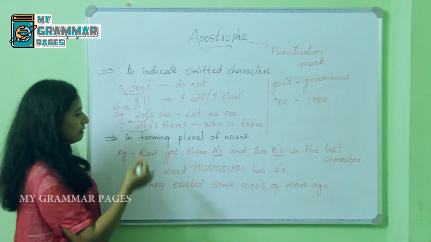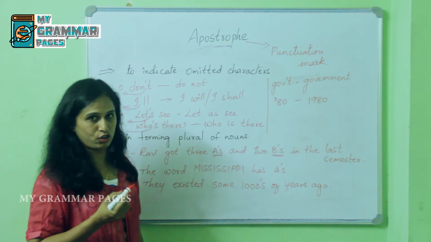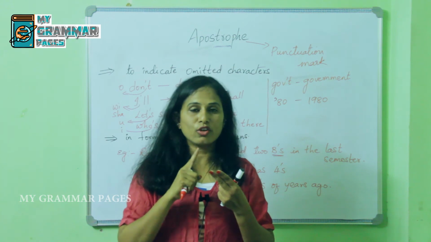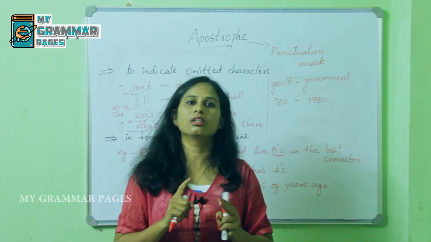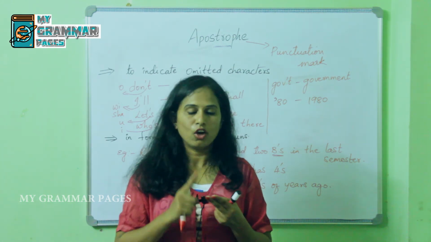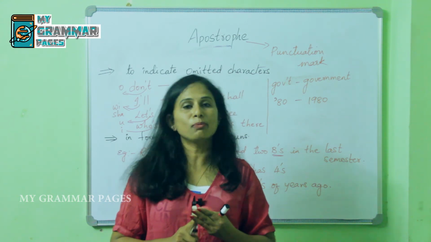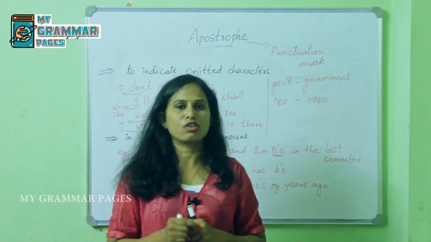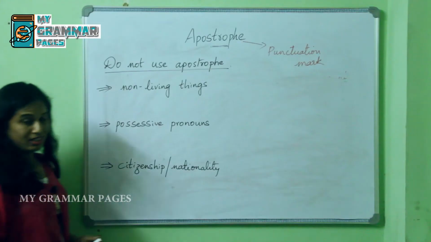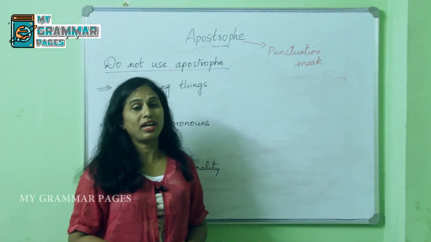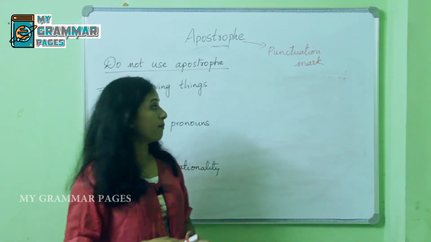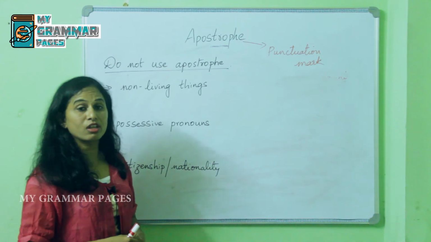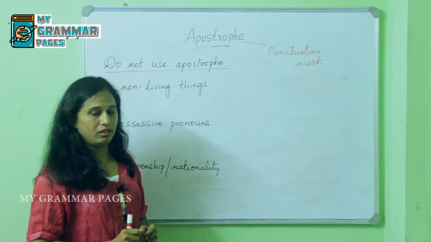So these are the 3 ways in which we use an apostrophe. One is to create the possession, the second one is to create the contractions, that is the omitted letters or the missing characters, and the third one is to prepare the plural forms of the nouns. Now let us see where an apostrophe should not be used. Till now we have discussed where an apostrophe has to be used, but now these are the 3 cases where we are not supposed to use an apostrophe over the nouns.